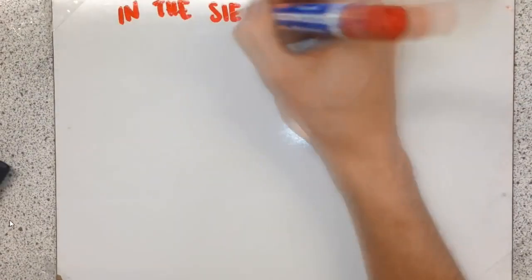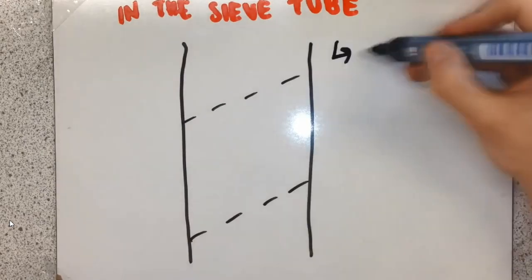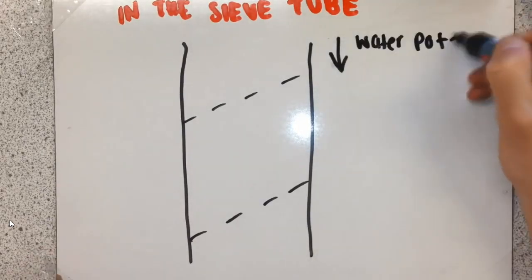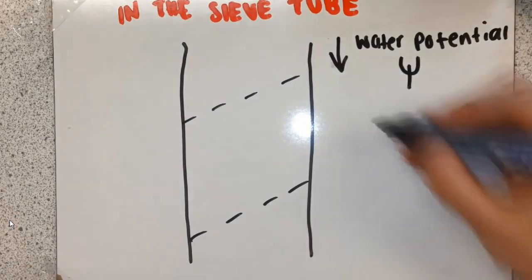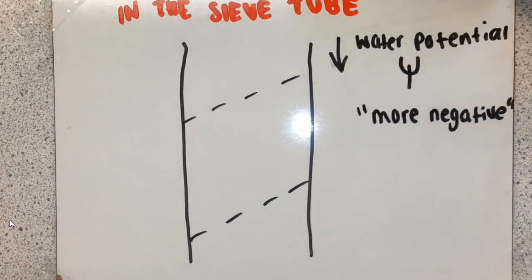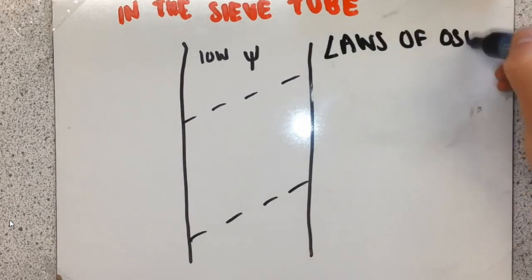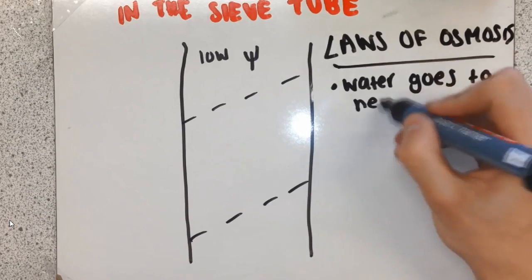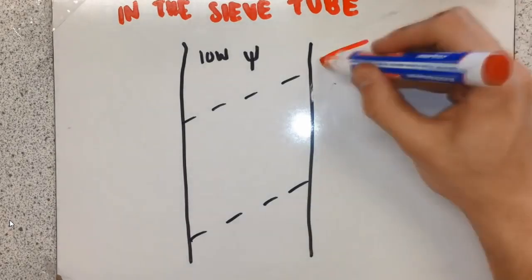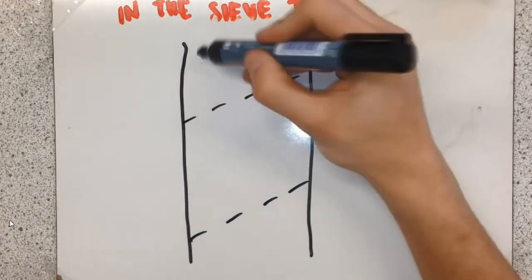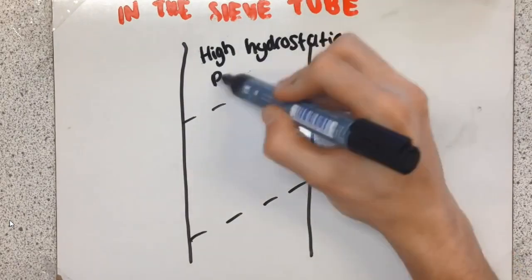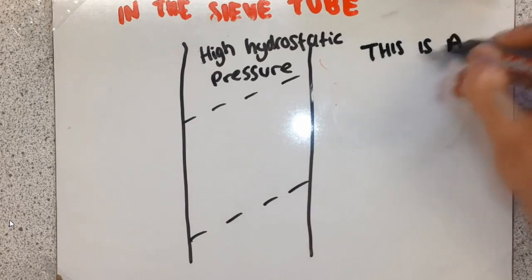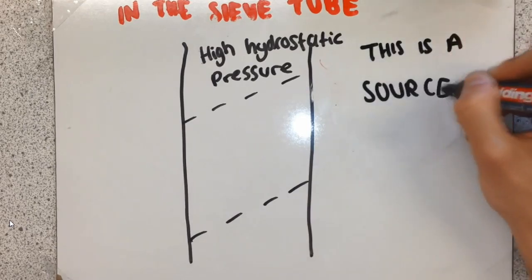Now, in the sieve tube element, the sucrose has diffused in. The sucrose in the cytoplasm is now a concentrated solution. This makes the water potential more negative. There is now a lower water potential in the sieve tube element. So what this means is, by the laws of osmosis, water always moves to the more negative area. Therefore, water moves into the sieve tube element. This high load of water creates a high hydrostatic pressure. So the sucrose, the assimilates and the water flowing in make this a source.